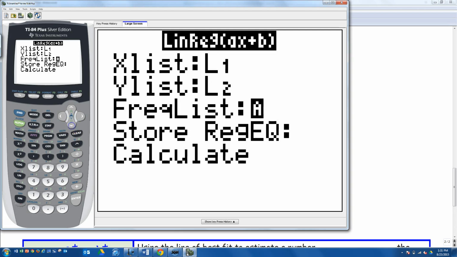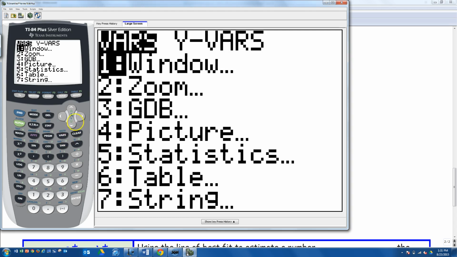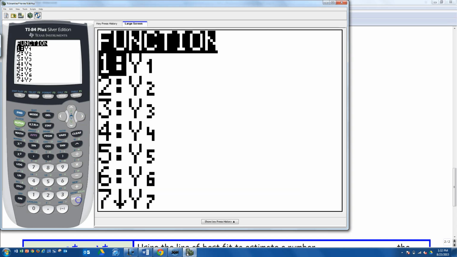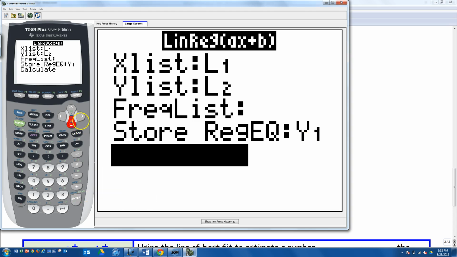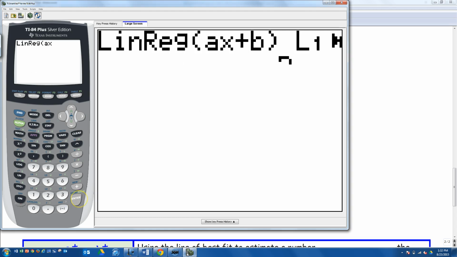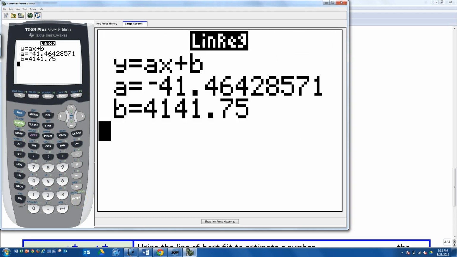And if you want to store your equation into y1, you can go to vars, which is right next to the clear button. Then move over to yvars and hit enter for function and hit enter again for y1. And so that's saying that I'm going to store whatever equation I get into y1. And then if you don't have to do that though, you can just go down to calculate and there is our equation. A is your slope, B is your y-intercept. So that's all we have to really write down, round to 3.